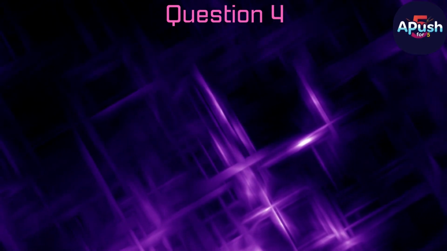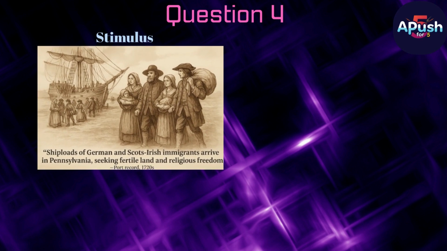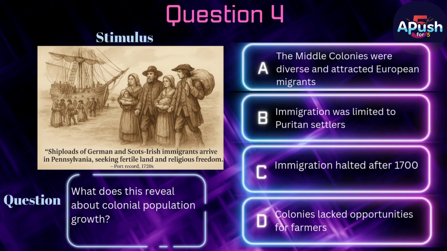Question 4. Stimulus. See the image. Question. What does this reveal about colonial population growth? A. The middle colonies were diverse and attracted European migrants. B. Immigration was limited to Puritan settlers. C. Immigration halted after 1700. D. Colonies lacked opportunities for farmers.